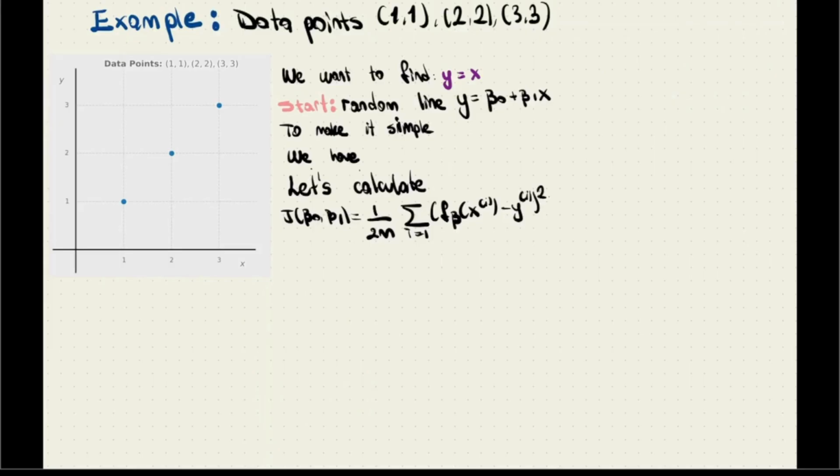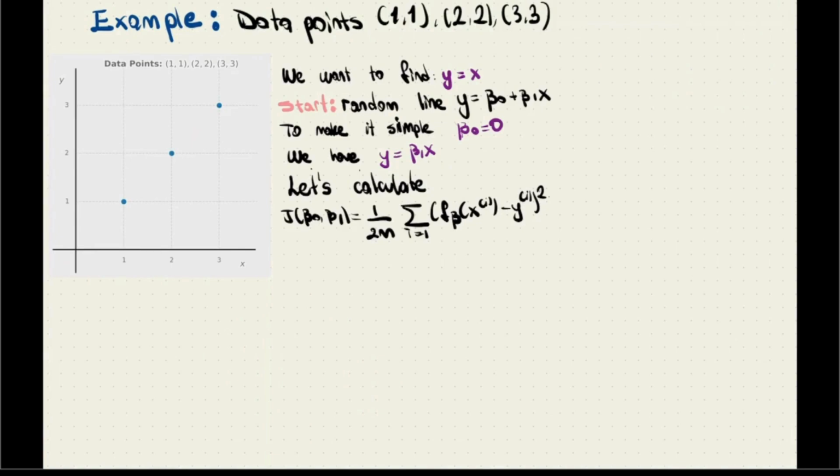Let's look at a simple example of minimizing the cost function. We start with a few data points, (1, 1), (2, 2), and (3, 3), and we want our model to learn the best line y equals x. So we start with a random line y equals beta 0 plus beta 1 x. Then, to make it simple, we fix beta 0 as 0, and we have now y equals beta 1 x. Now we are going to calculate the cost function.